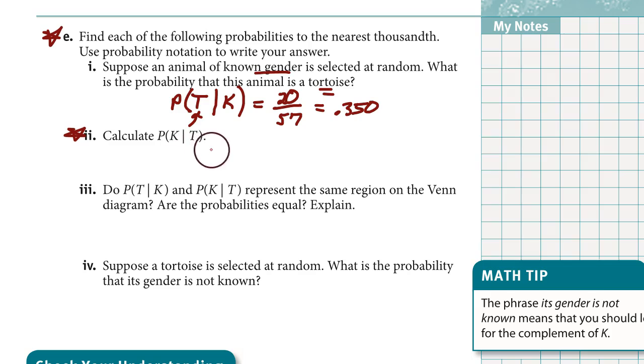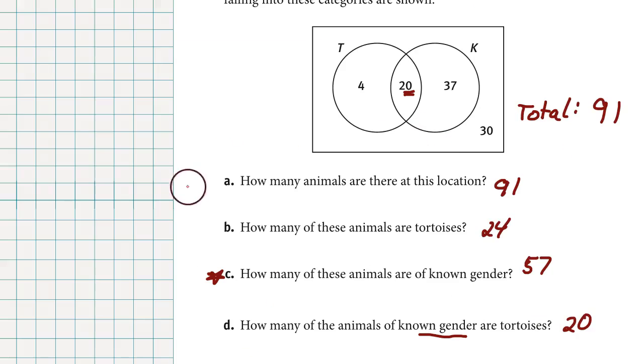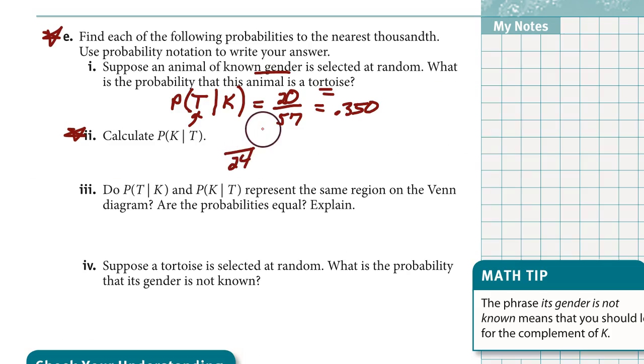Okay, here's the answer. We want to do the probability that it's a known gender given that it's a tortoise. So first, for the denominator, how many tortoises are there? That was question B. There were 24 tortoises. Now, of those 24 tortoises, how many of them are of known gender? That was the 20. And then 20 divided by 24 is 0.833.